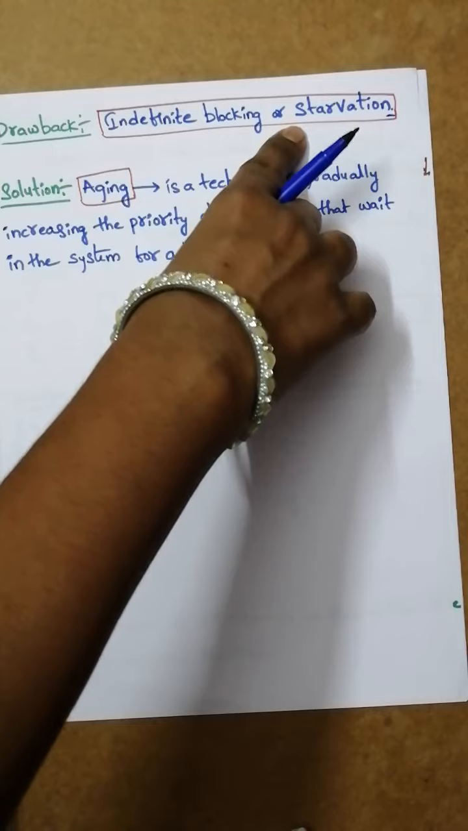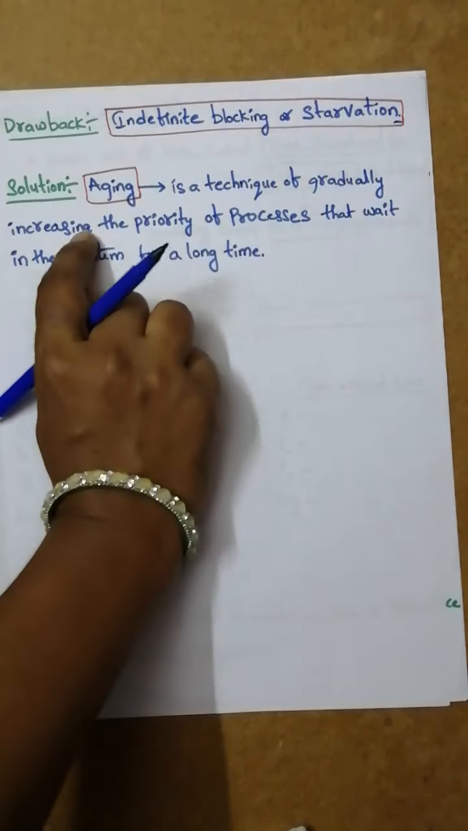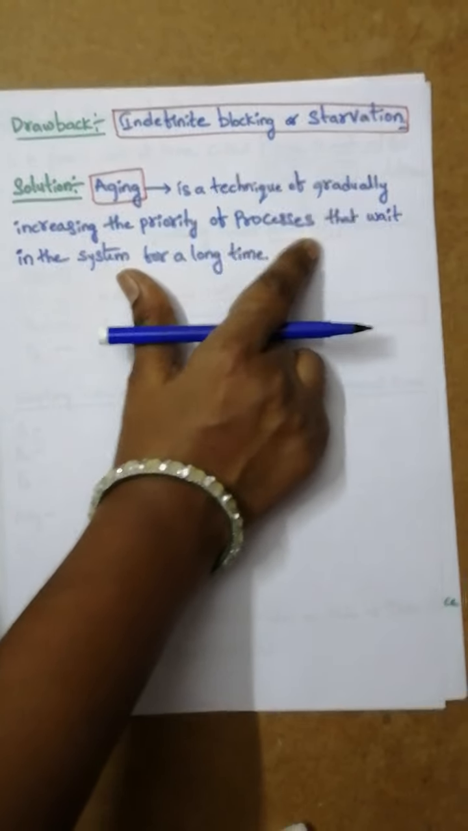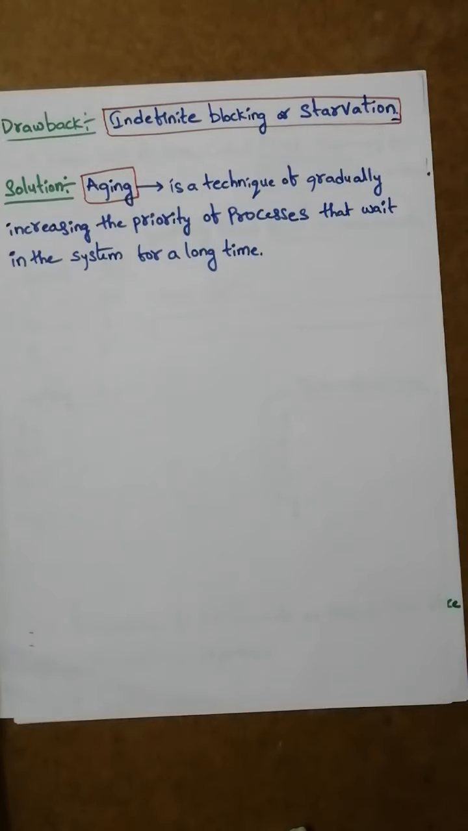And the solution for this problem is aging. What aging means is, it is a technique of gradually increasing the priority of processes that wait in the system for a long period of time. So if a process is waiting for a long period of time, then instead of asking it to wait for some more time, you can just increase its priority. So if the priority of the process is increased, it can execute in the next turn. So that is the solution for starvation, that is called as aging. So this is about priority scheduling.